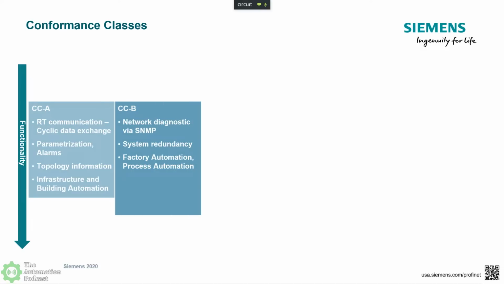Each conformance class on the right side adds functionality to the conformance class on the left side. So conformance class B devices support all functions supported by conformance class A devices. In addition, they support network diagnosis via SNMP, simple network management protocol, and system redundancy functions, which you have mostly in process automation. Conformance class B devices are commonly found in factory automation and process automation.